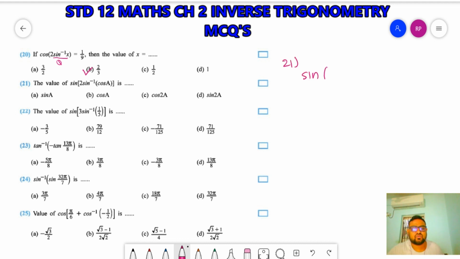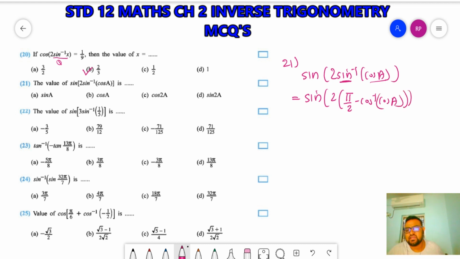Sine 2 sine inverse cos A. So let's convert this sine inverse into cos inverse. Sine inverse x equals pi by 2 minus cos inverse x. So pi by 2 minus cos inverse, what is x? Cos A.